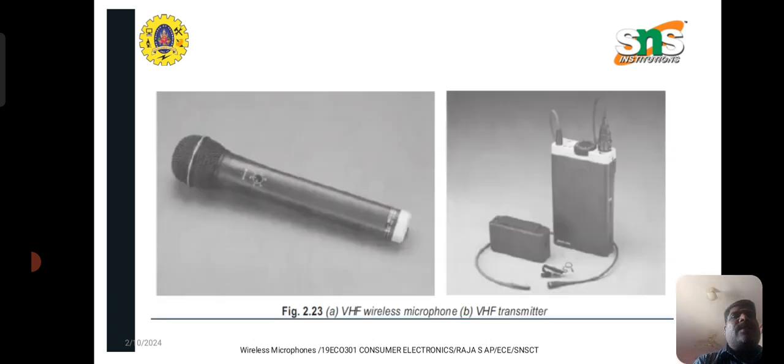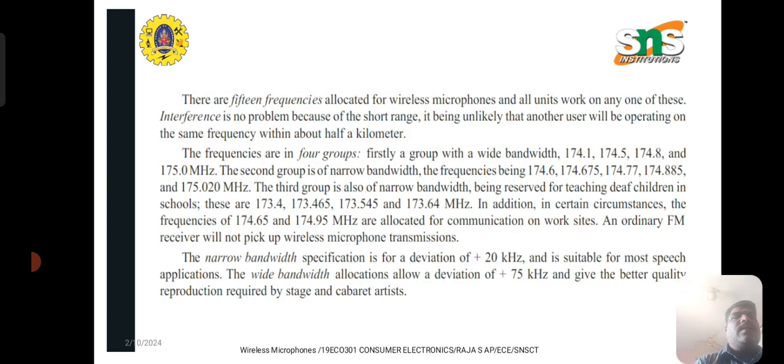So this is a figure which shows the normal microphone with the pocket-based microphone. When I said we use wireless frequencies, there are four groups of frequencies used for transmitting. Imagine in an auditorium two mics are used, so there are two different frequencies.